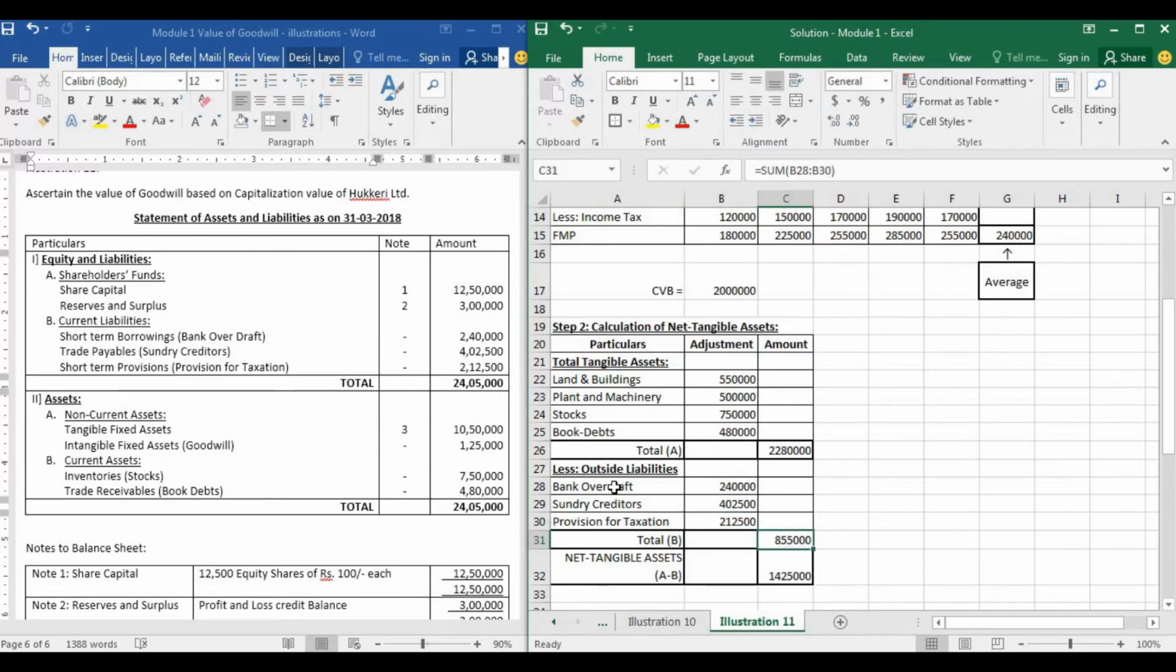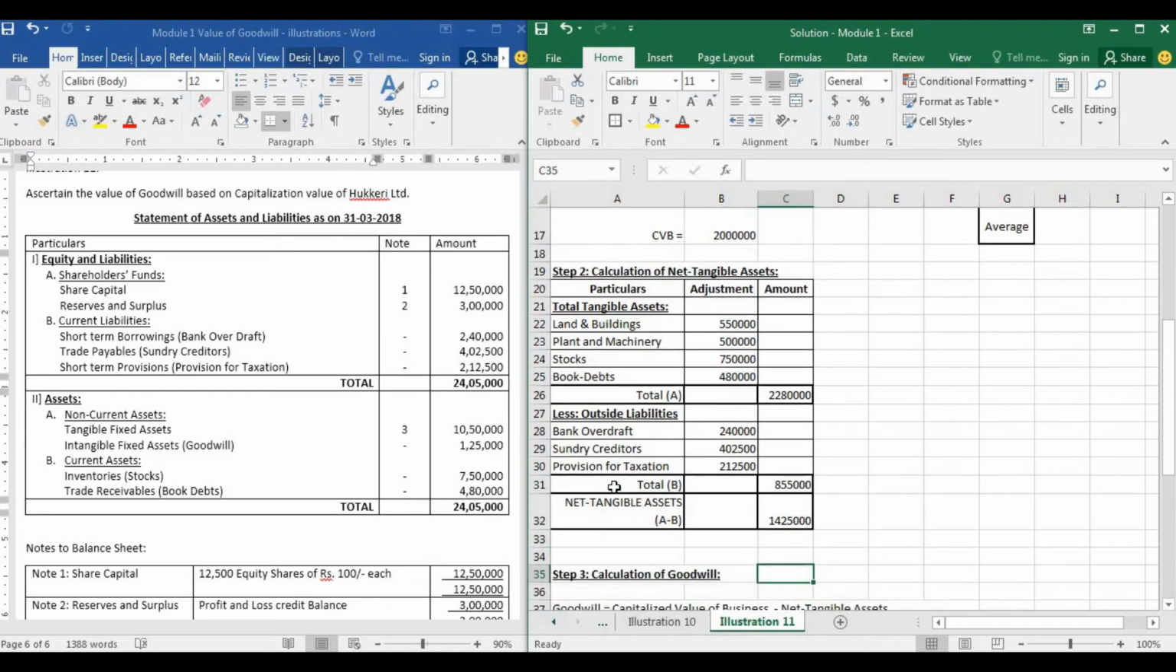The total of outside liabilities is 8,55,000. Now we will subtract the total tangible assets with the total of outside liabilities. We get 14,25,000, guys. Okay, so this becomes our net tangible assets.